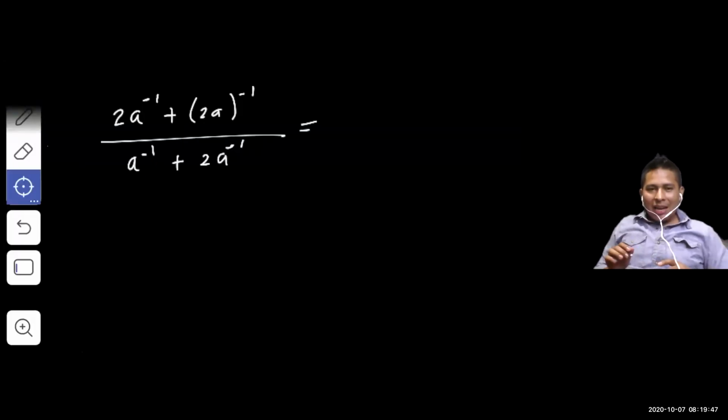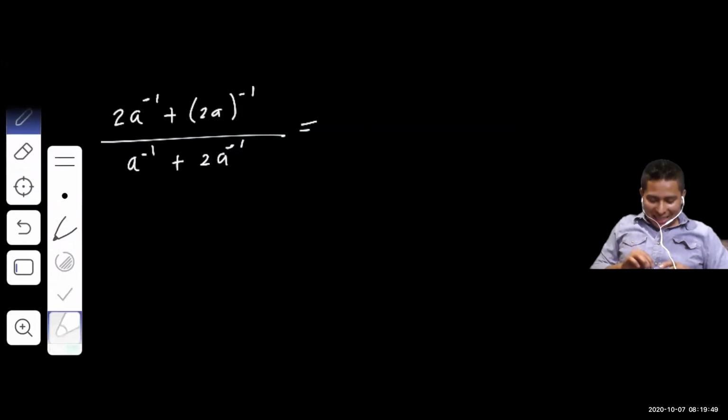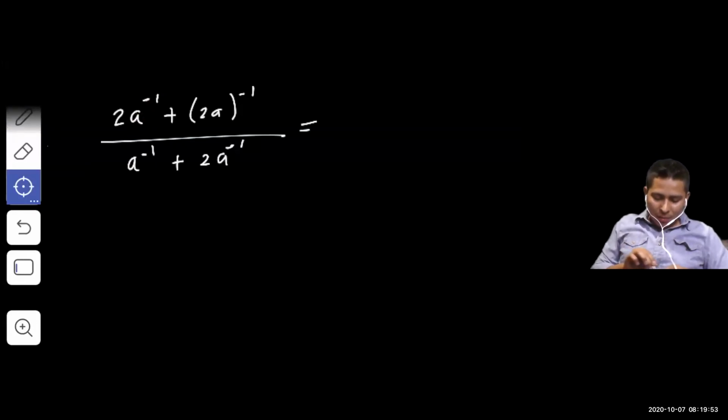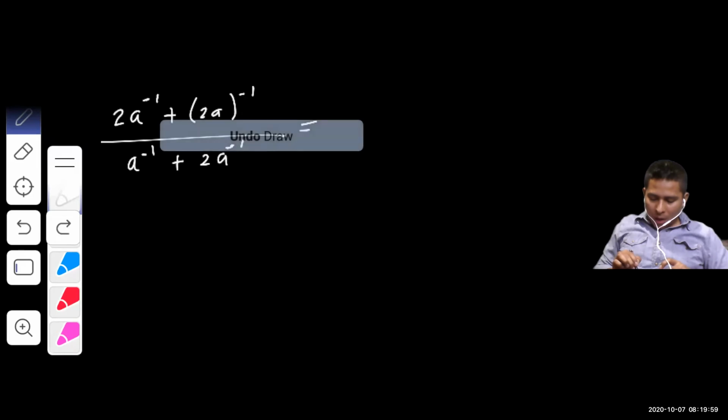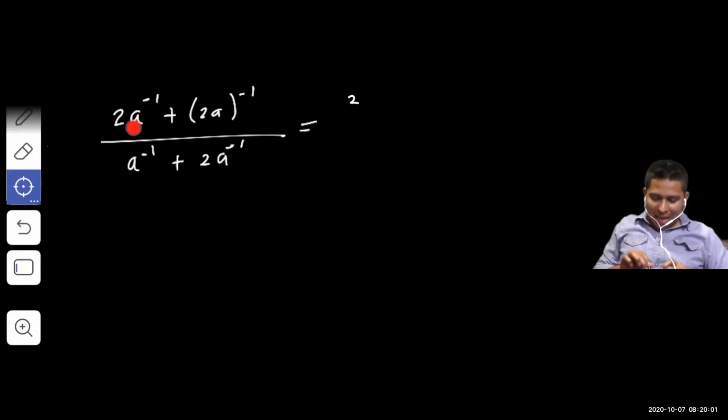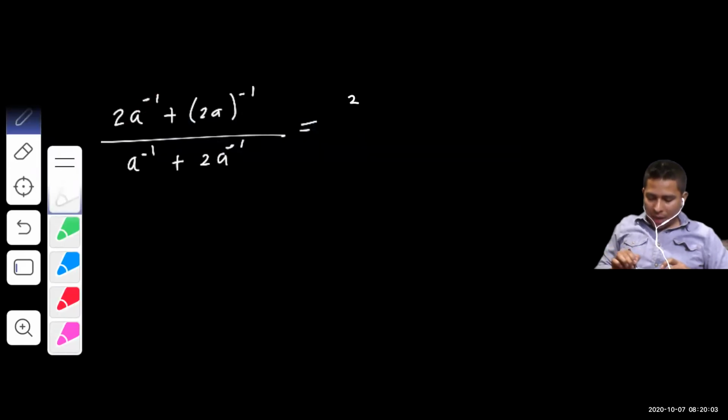Let's hurry. How can we solve it, guys? The first thing: these negatives are pissing me off. Take a look at the 2, guys. The 2 is a normal number, so I'm going to copy 2. What is going to happen with this negative exponent? How can I get rid of that? We pass a to the denominator.